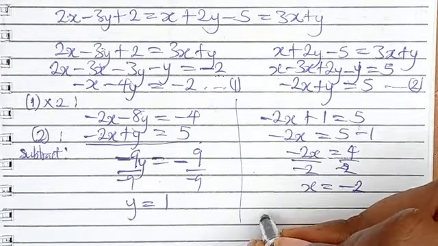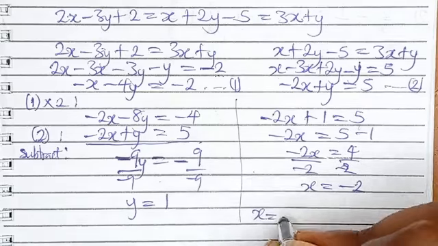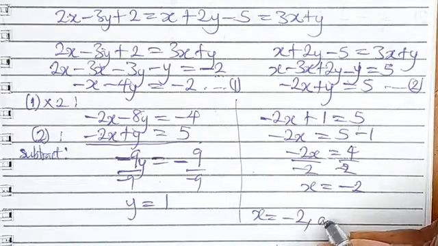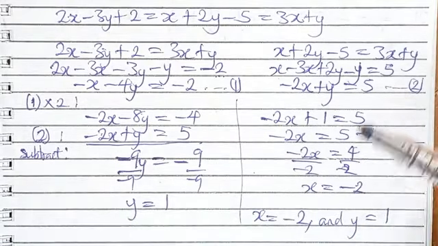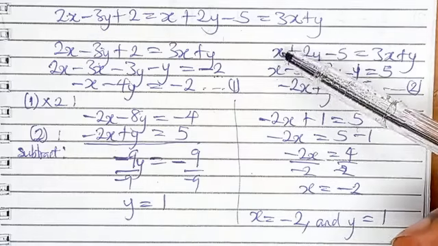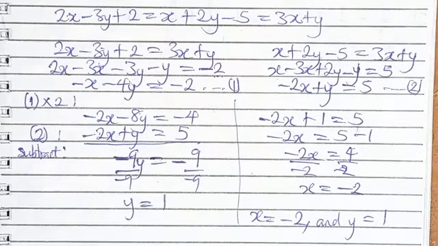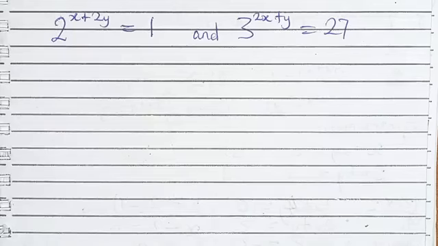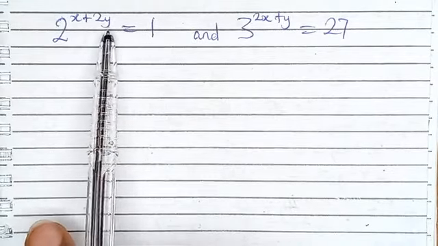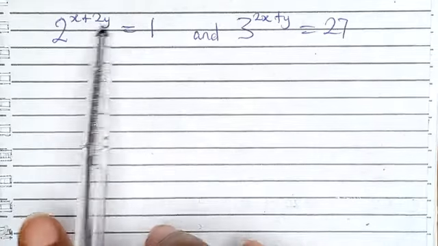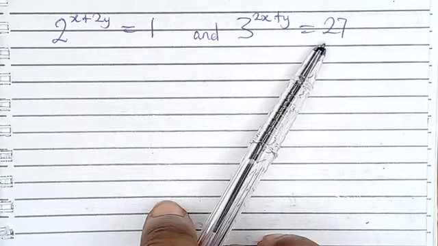So the solutions to the simultaneous equation is that x is equal to negative 2 and y is equal to 1. And when you substitute into the given equation, you're going to see that it satisfies every condition. Now, this is another special case in which the unknowns are at the powers of the given equation.